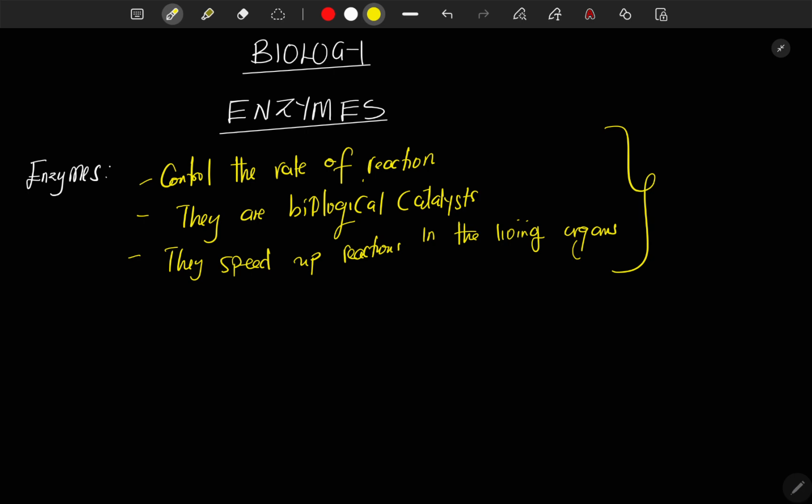So how can you come up with a complete definition of the word enzyme? Well, here it is. We can combine this. We can say enzymes are biological catalysts that control the rate of reaction and speed up the rate of reaction in living organisms. Or you can say these are biological catalysts that control the rate and also speed up the reaction rate in the living organisms. These three things should be there as you are defining enzymes. All right, now enzyme action.